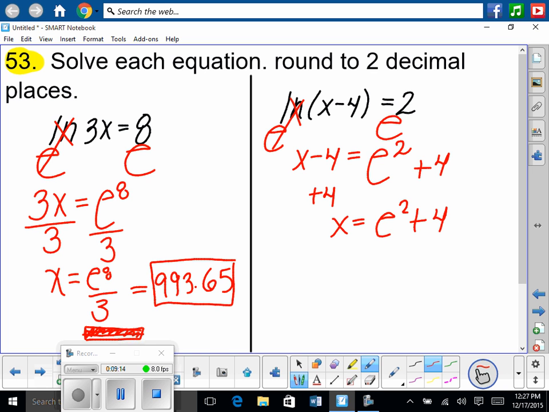I like that answer. It's much prettier than the decimal, but like I said, I'm going with the instructions. e squared plus 4, I hit enter, and you get x is equal to 11.39 if we were to round correctly. So I'm just going to go with the instructions on this one, but I do like the e answer better.